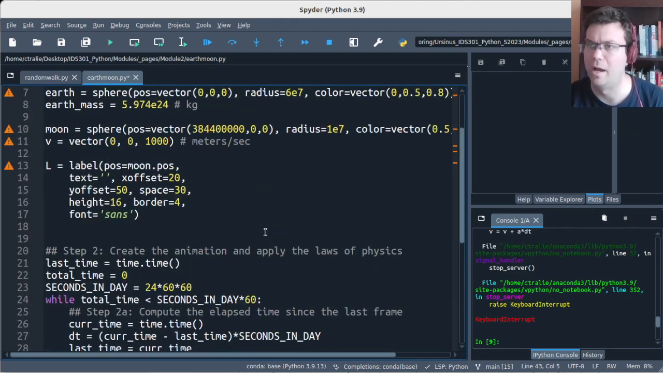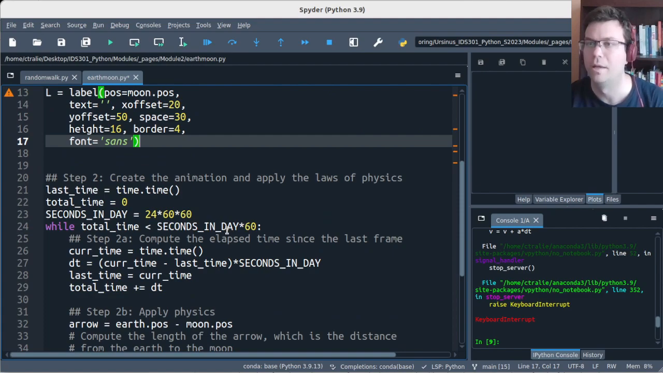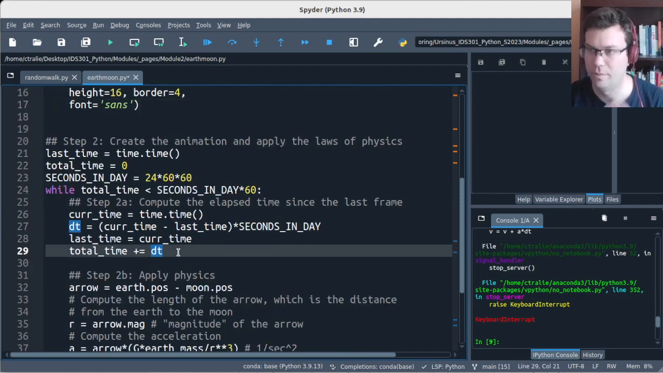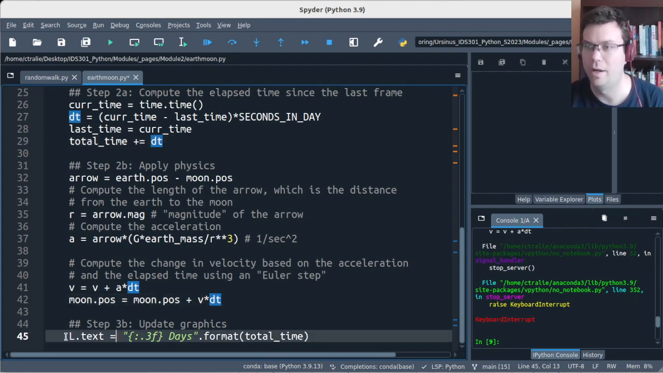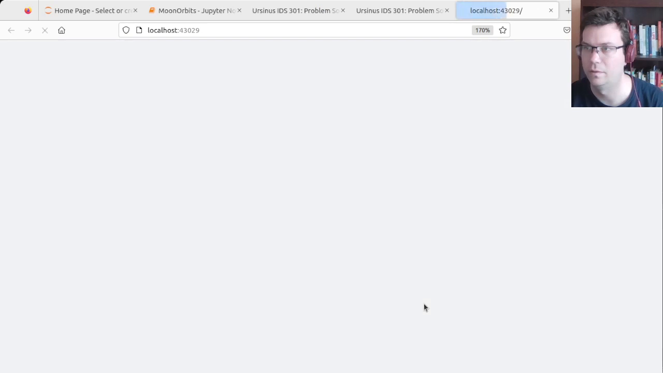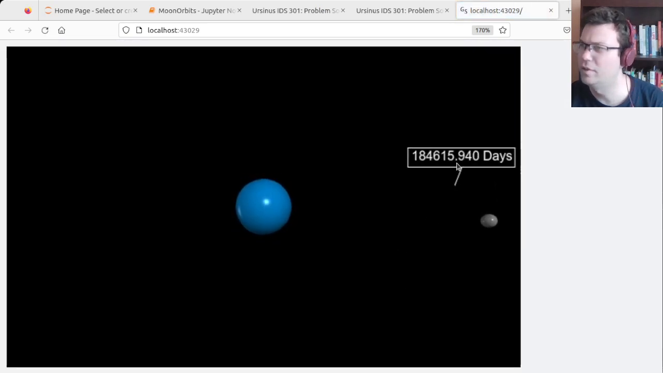Okay, so anyway, again, I added a label that's going to be attached to the moon. I've accumulated the time as it's changed. So every frame, I add on the amount of time that's elapsed in this frame to the total time elapsed. And then I output that information to the animation. Okay, so let's have a look at this. Oops, looks like I made a mistake.